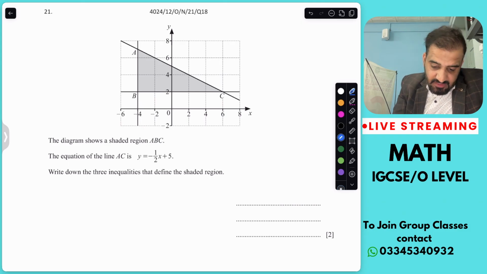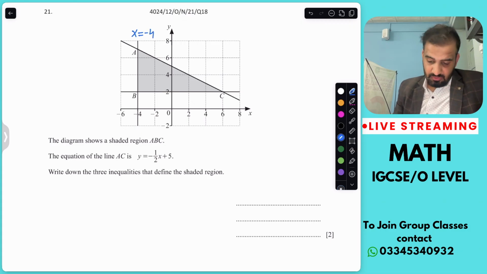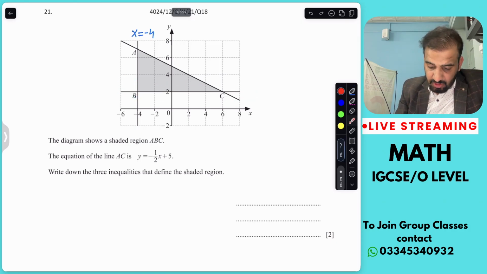So first of all, let's write this equation. This is a vertical line at x equals to minus 4. So this is a horizontal line. I'm talking about this line. This is a horizontal line at y is equal to 2. This is the third line, which is y is equal to this. So y is equal to minus 1 over 2x plus 5.